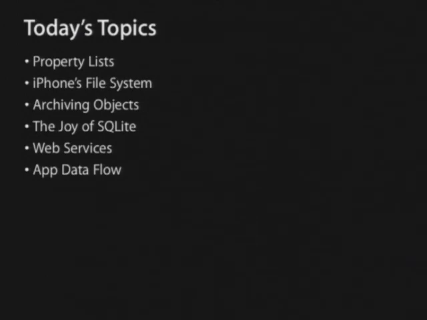And then we're going to take a slight tangent and talk about the iPhone's file system, how it's laid out, what files you can access, which ones you can't. We're going to talk about archiving objects, and then SQLite, which is a really great way to store large data sets for your iPhone application. If you need to cache or store a huge amount of data, or actually even not so huge an amount of data, but a case where you want to do random access and maybe not load the whole thing all at once, SQLite is a great option.